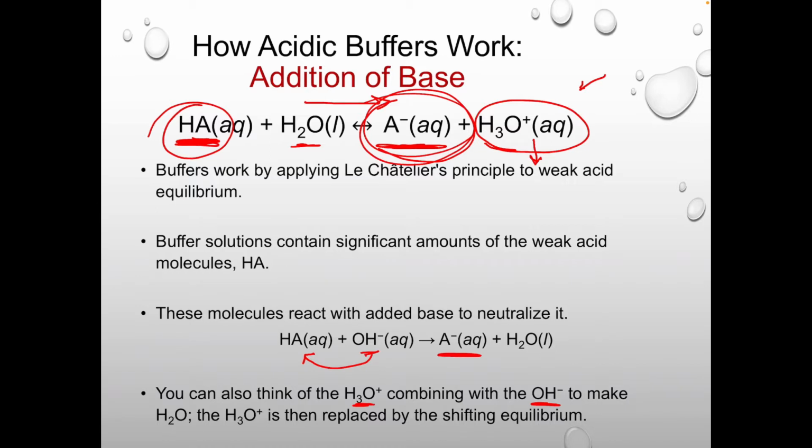Okay, to make more of our hydronium, which increases our concentration of our conjugate base. But again, we're just shifting the position of the equilibrium, right? We haven't overwhelmed our buffer. We haven't added a ton of our strong base. We're just shifting the amounts of our weak acid and our conjugate base.